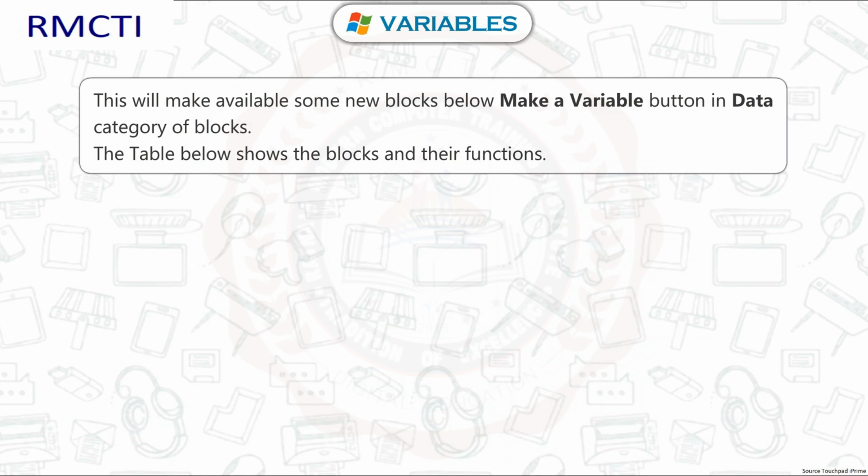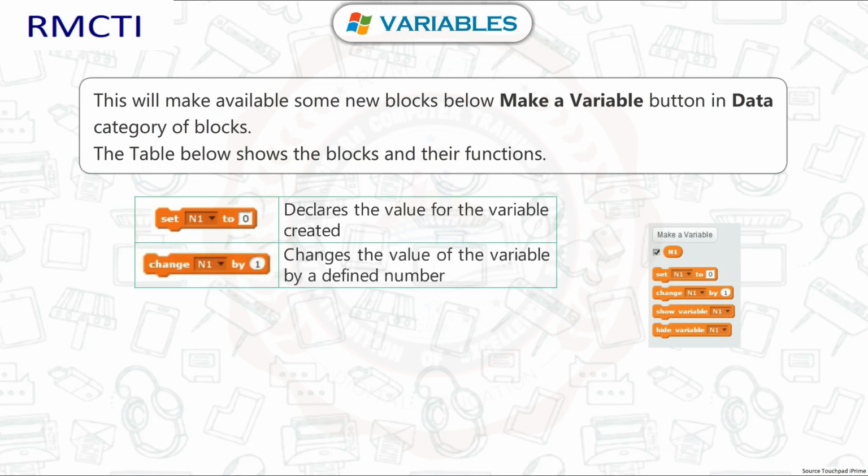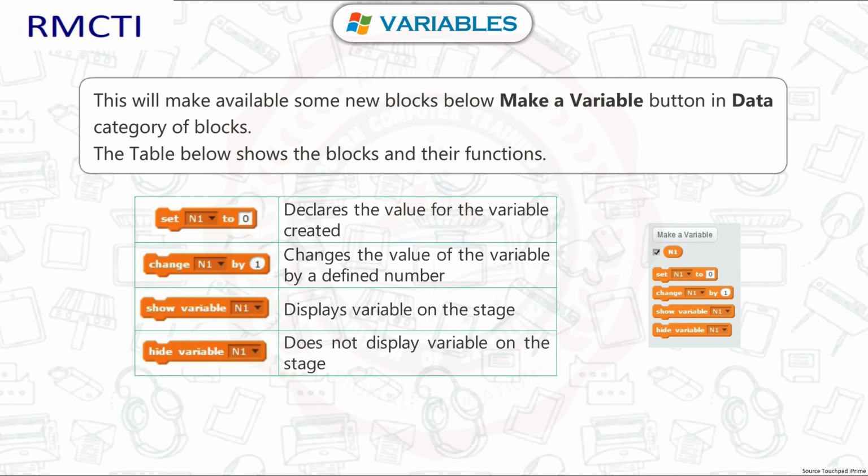This will make available some new blocks below Make a Variable button in Data category of blocks. The table below shows the blocks and their functions. Set N1 to 0. Declares the value for the variable created. Change N1 by 1. Changes the value of the variable by a defined number. Show variable N1. Displays variable on the stage. Hide variable N1. Does not display variable on the stage.